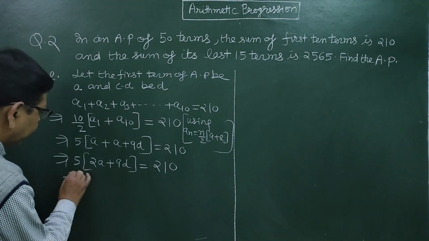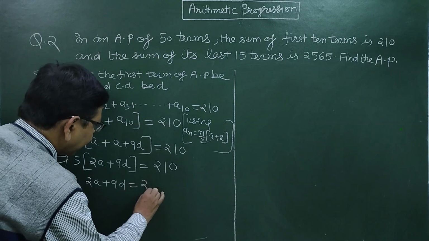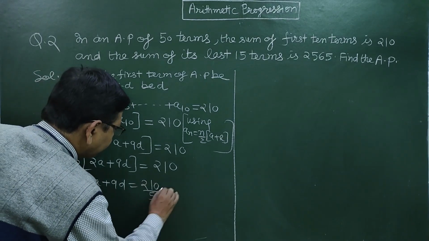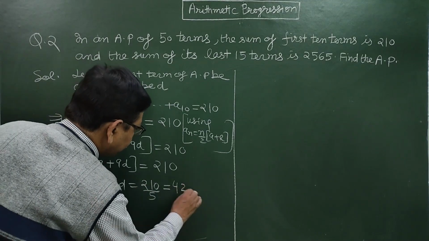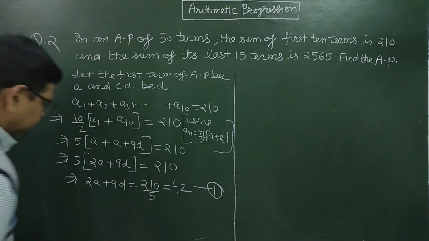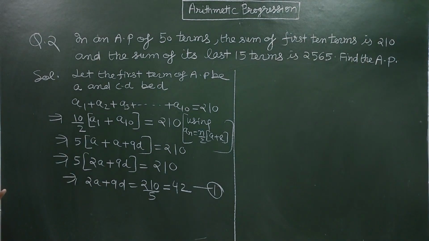Now 2A plus 9D is equal to 210 divided by 5, which is equal to 42. So the first equation is 2A plus 9D is equal to 42.